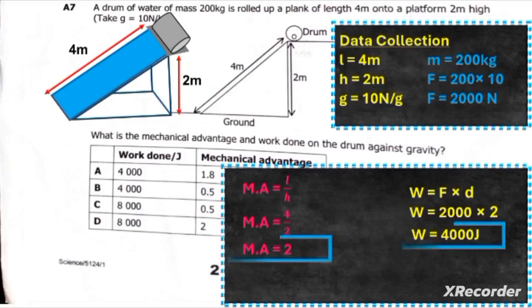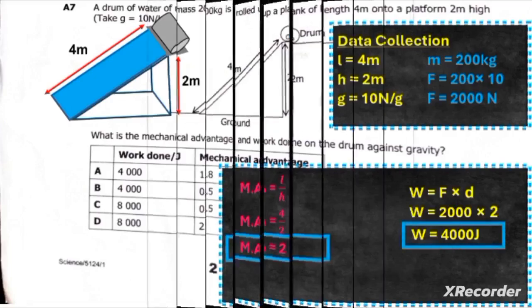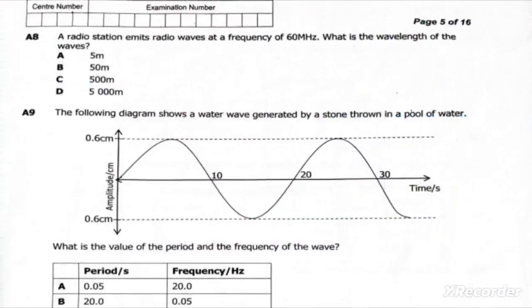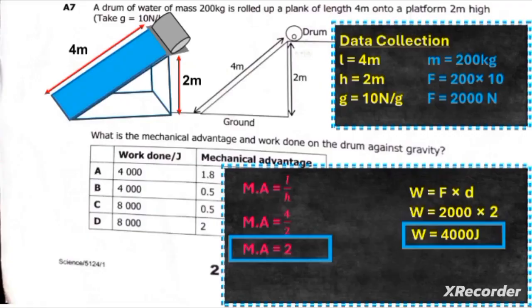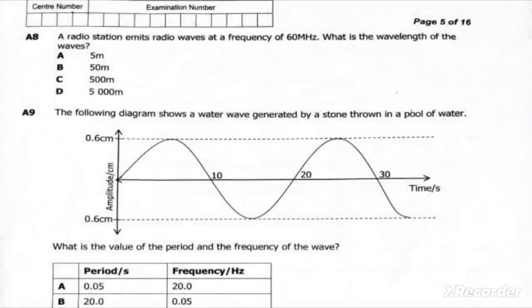We shift to the next question, which is question A8. Question A8: a radio station emits radio waves at a frequency of 60 MHz. What is the wavelength of the waves?